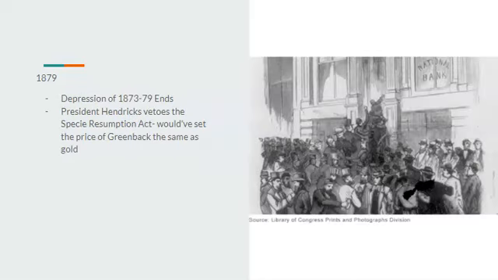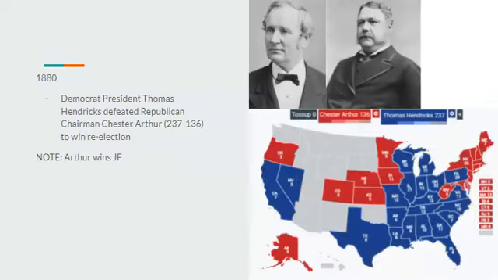In 1879, the Depression of 1873 to 79 would officially end, making Hendricks very popular. He would also veto the Specie Resumption Act, which would have set the price of the gold standard the same as gold. In 1880, we would see only the election be a major part. Republicans would nominate the New York Republican Party chairman, Chester Arthur, as the nominee, and Thomas Hendricks would defeat Arthur 237 to 136 to win re-election. Arthur would go on to win the state of Jefferson here.